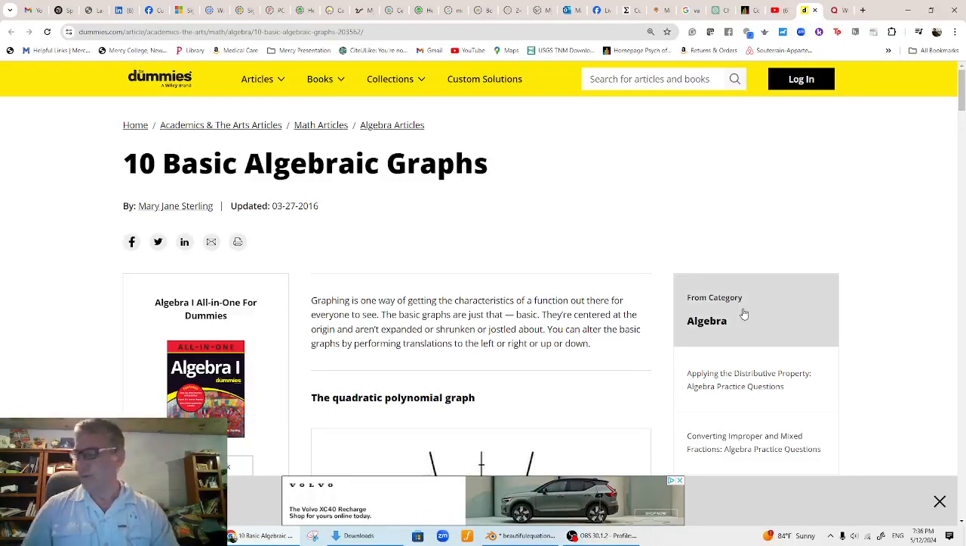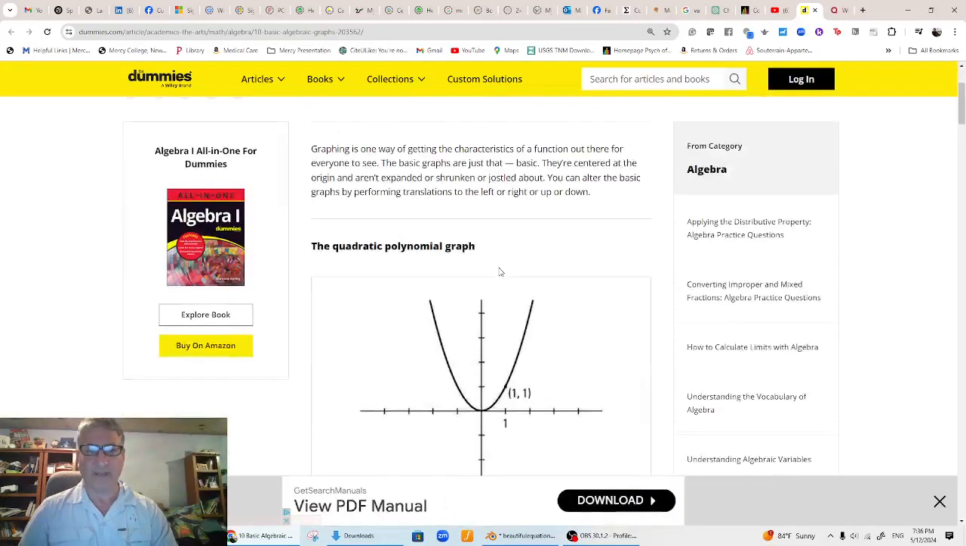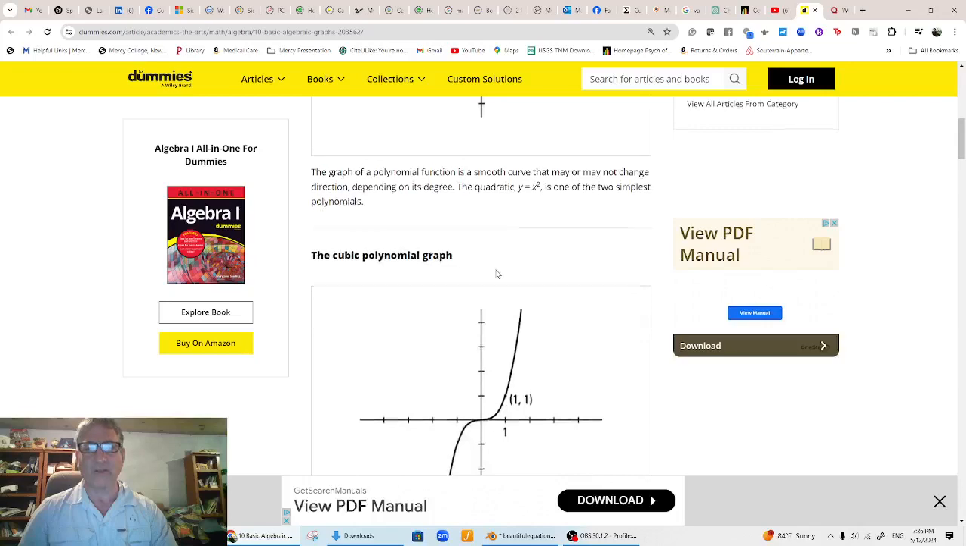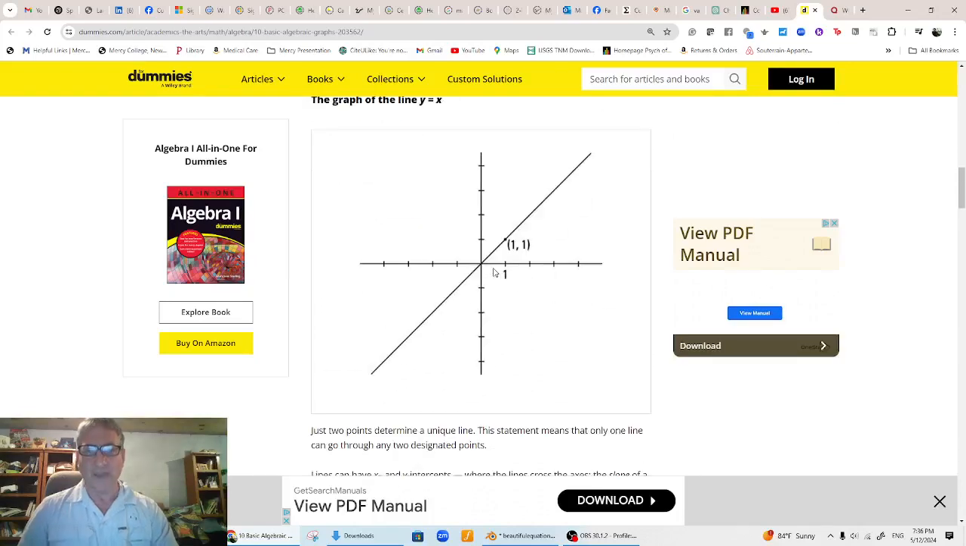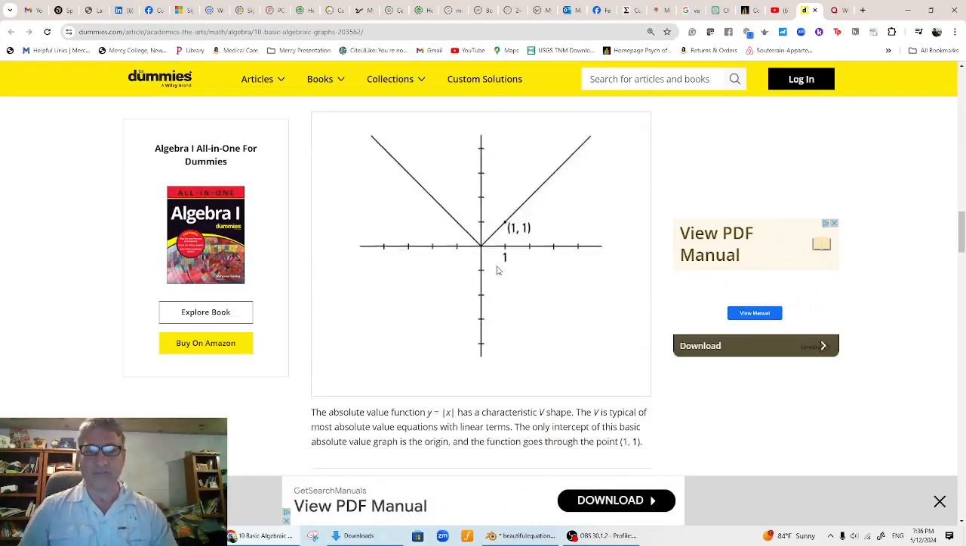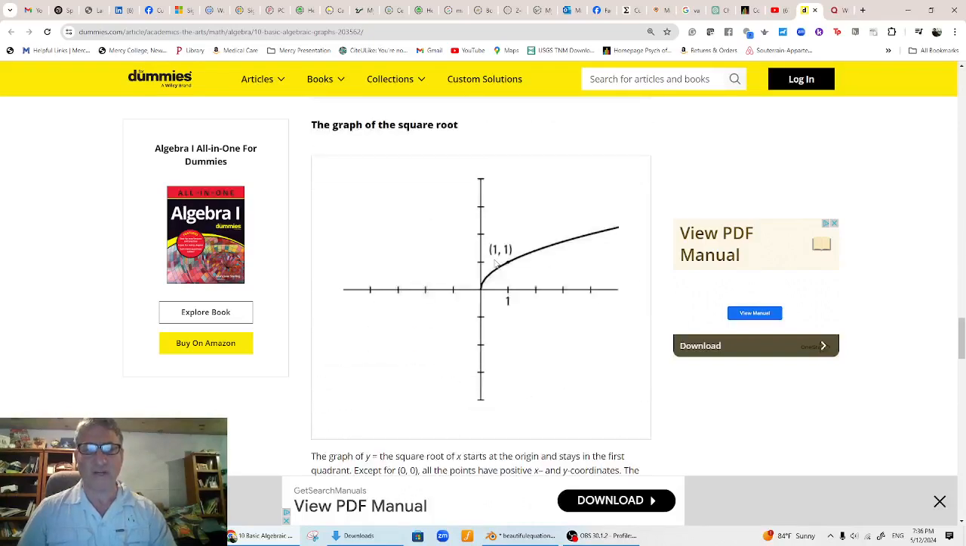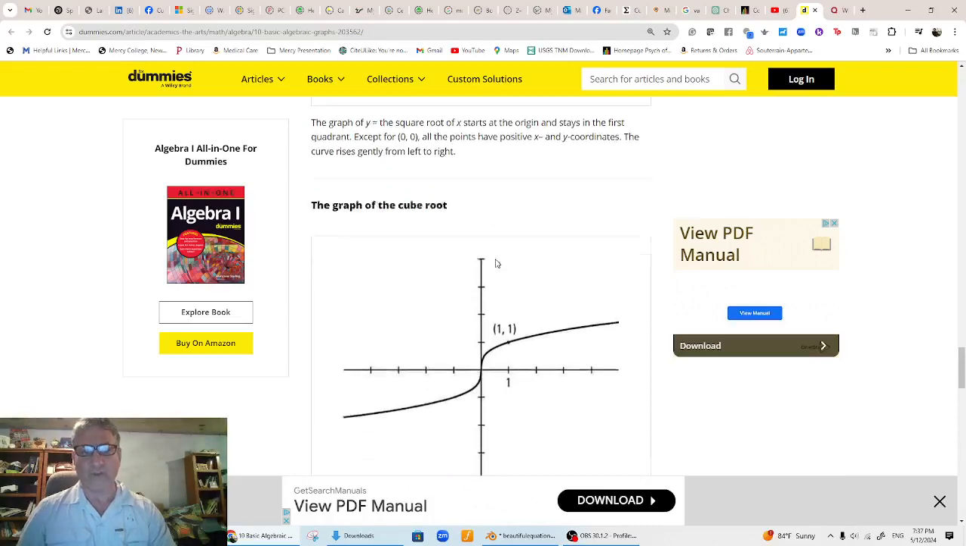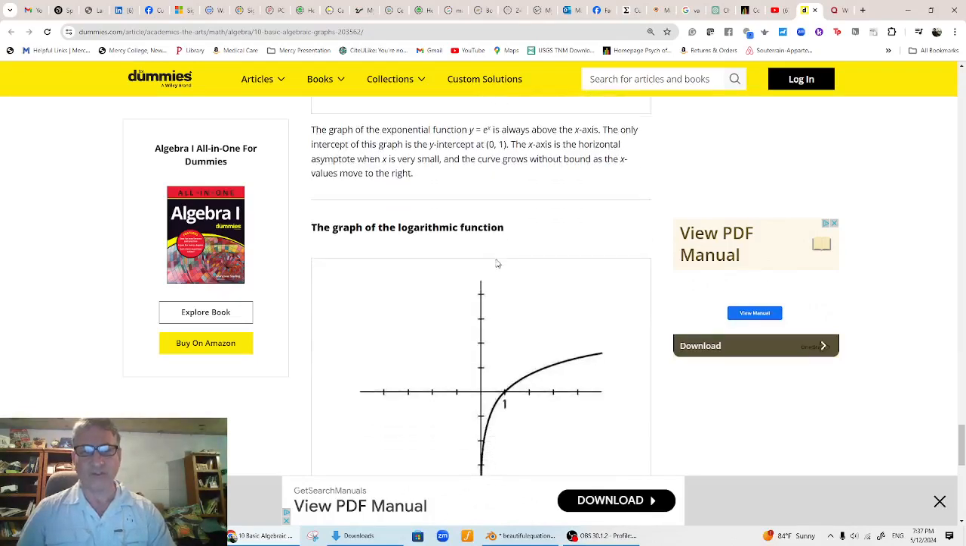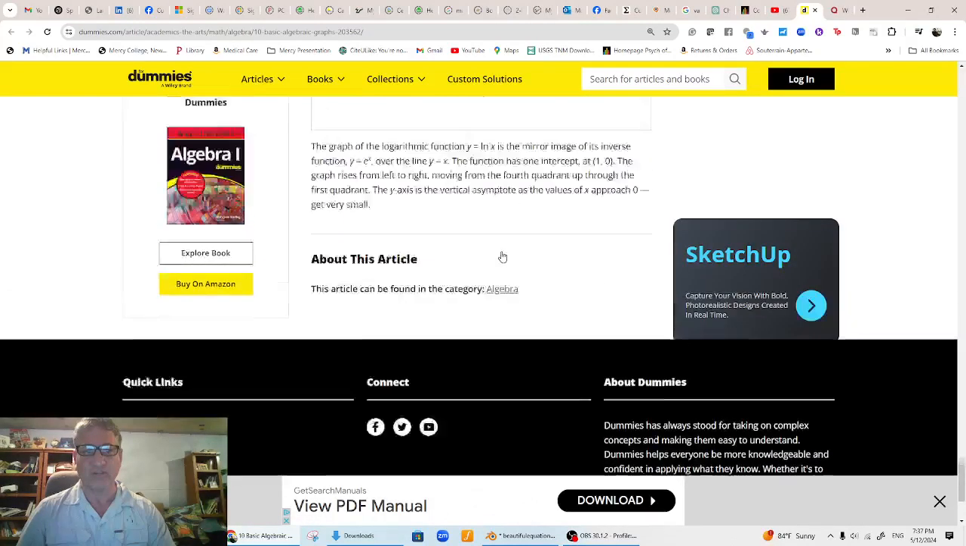Alrighty, everybody. When we last met, I was working on 10 basic algebraic graphs. I was looking at the quadratic polynomial, the cubic polynomial, the graph of the line y equals x, the absolute value function, the reciprocal of x squared, the graph of the square root, the graph of the cube root, the graph of the exponential function, the graph of the logarithmic function.